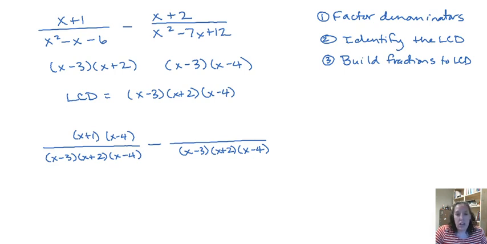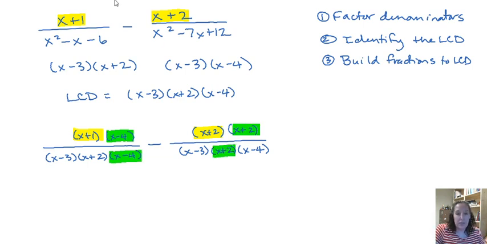All right, for our second fraction, we've got the x minus 3 and the x minus 4, but it doesn't have this x plus 2, so we need to make sure and multiply the top by that x plus 2 because it wasn't originally there. We also have x plus 2 from our original numerator. So the x plus 1 and the x plus 2 were originally in our numerator, and then the part that is missing from our LCD needs to be multiplied.